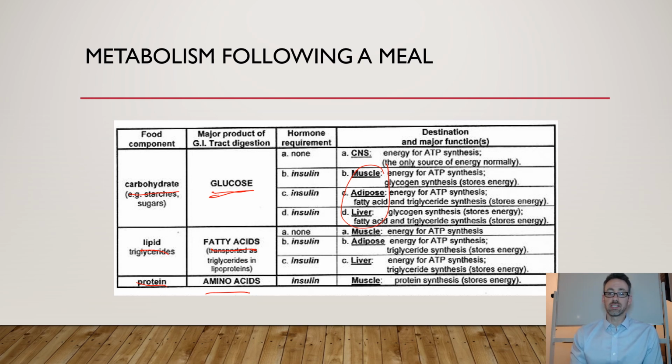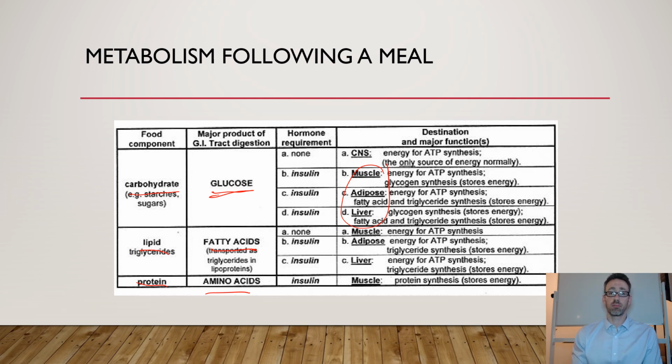Adipose tissue utilizes insulin also to drive glucose into the cell so that it can use it for energy, but also to convert some of that glucose into fatty acids and triglycerides that can be stored for later. And then the liver also utilizes insulin. It doesn't require insulin to get glucose into the cell, however, it responds to insulin to promote glycogen synthesis. Again, this is a storage form of glucose that resides in the liver cells.